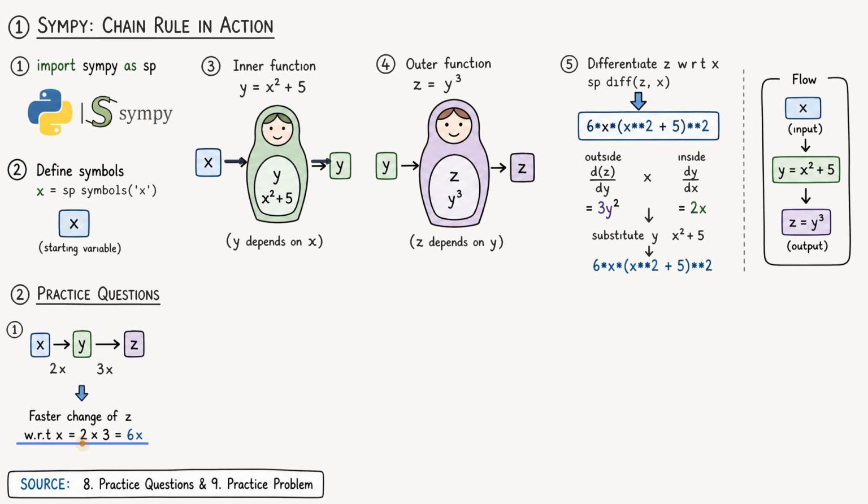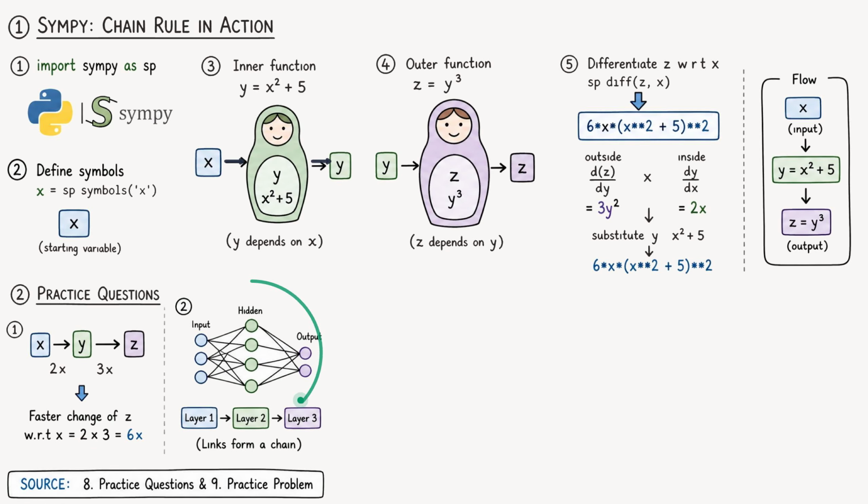Second, why do we call it a chain? Look at this diagram of neural network layers. Every single layer directly depends on the calculations from the layer immediately before it. They form a literal, unbroken chain from the initial input to the final output.